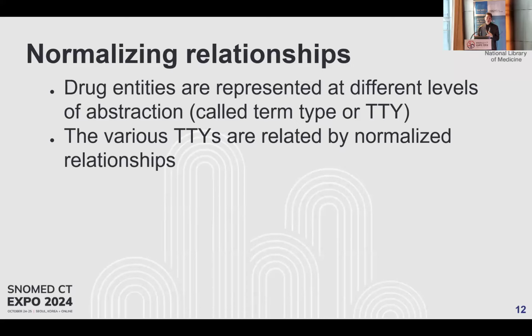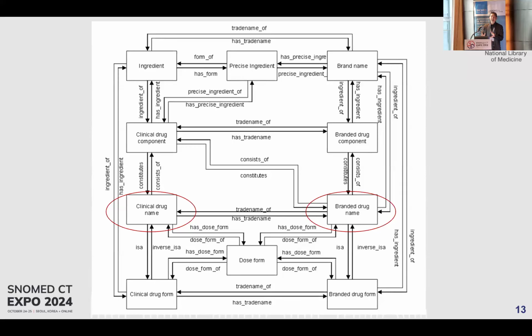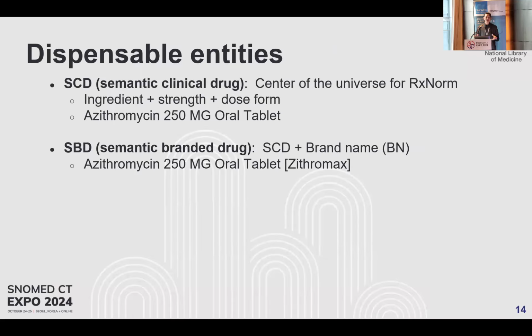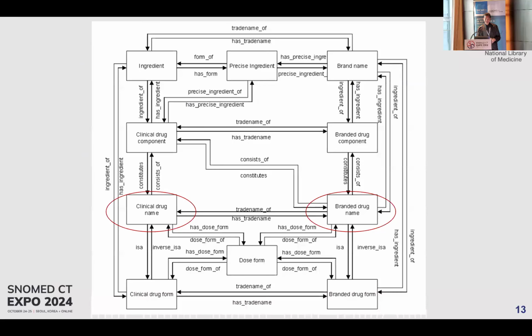And then we also normalize relationships, because the clinical drug is one level, but then there are different levels of abstraction of representing drug-related entities. And in RxNorm, we call them term types. And the relationships between these term types are also normalized in RxNorm. So this looks very complicated, but it's not even the full graph representing everything in RxNorm. So the things that I've circled here in red are the most important things.